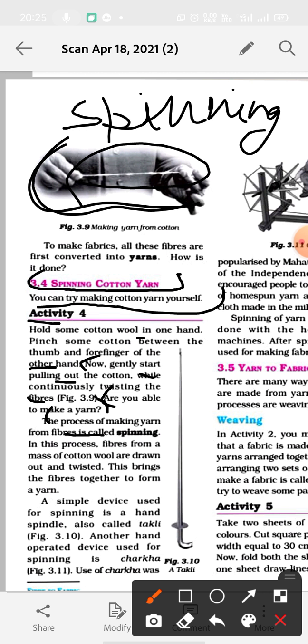Okay. In this process, fibers from a mass of cotton wool are drawn out and twisted. This brings the fiber together to form a yarn. So what happened in this process? Fibers from a mass of cotton wool are drawn out and also twisted, and this brings the fiber together to form a yarn.